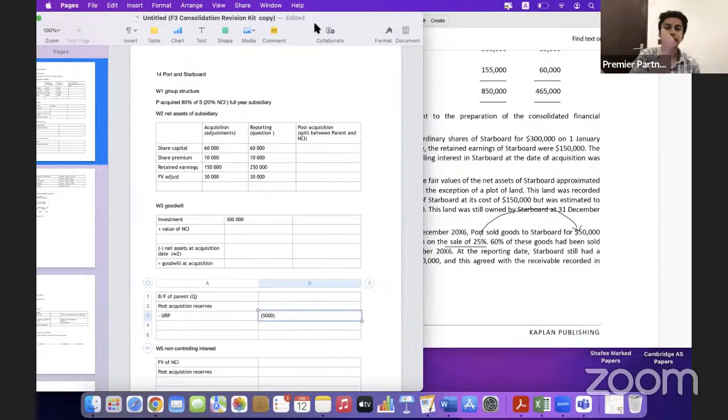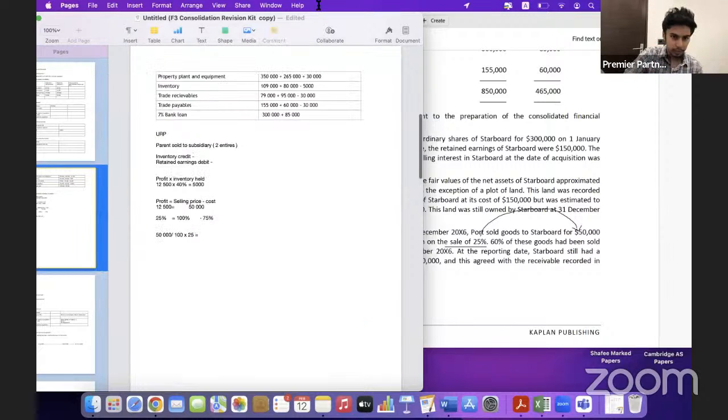If the subsidiary is selling to the parent, it's slightly different. I can teach you that also a little bit later after we finish this question. So this is how the URP adjustment is done if the parent is selling to the subsidiary. Can you guys check and see, are you comfortable with this URP adjustment that I have done just now? Any doubts that you want me to clarify? Please tell me, guys.